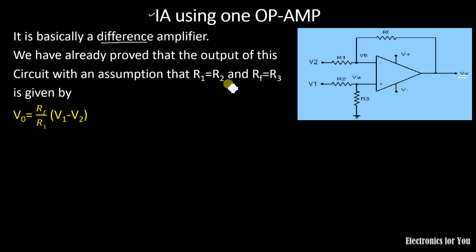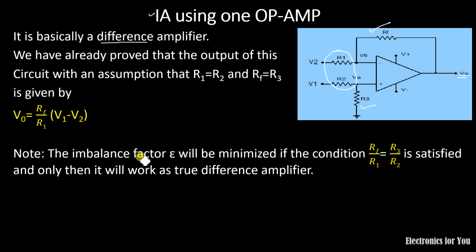If we assume R1 equals R2, these two resistances, you can name them as per your wish, and if these two resistances are equal, then the output voltage VO equals Rf upon R1 times V1 minus V2. Here V1 is the voltage at the non-inverting terminal and V2 is the voltage at the inverting terminal. For derivation, you can refer to the link in the description, or you can click here.